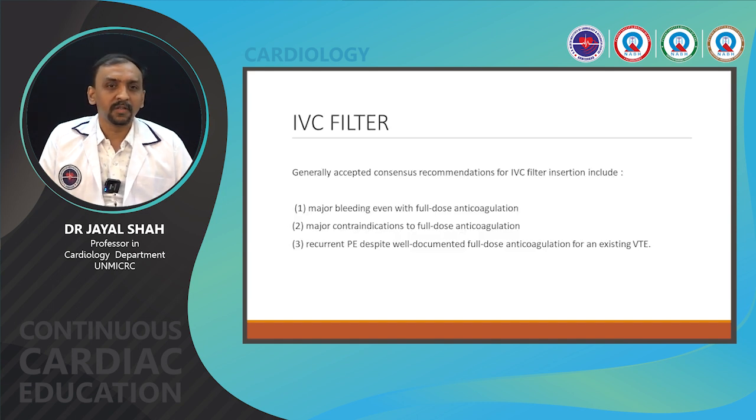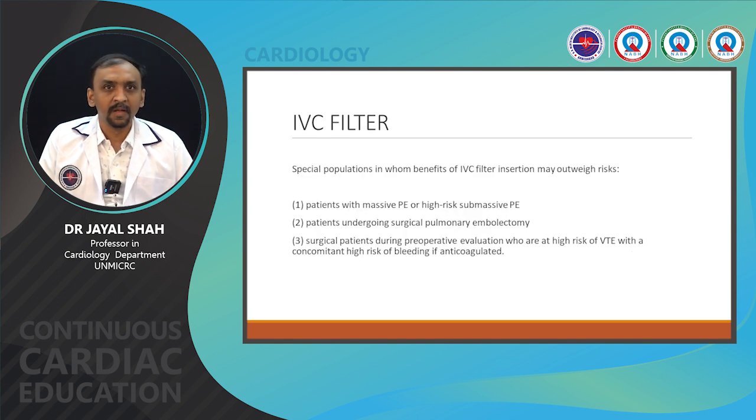Regarding the usage of an IVC filter, the generally accepted consensus recommendations for the filter include major bleeding even with full dose anticoagulation, when there is a major contraindication to full dose anticoagulation, or when there is a recurrent PE despite well documented full dose anticoagulation. Special populations in whom the IVC filter may benefit include patients with massive PE or high risk submassive PE, patients undergoing surgical pulmonary embolectomy, or surgical patients during preoperative evaluation who are at high risk of VTE with a concomitant high risk of bleeding if anticoagulated.